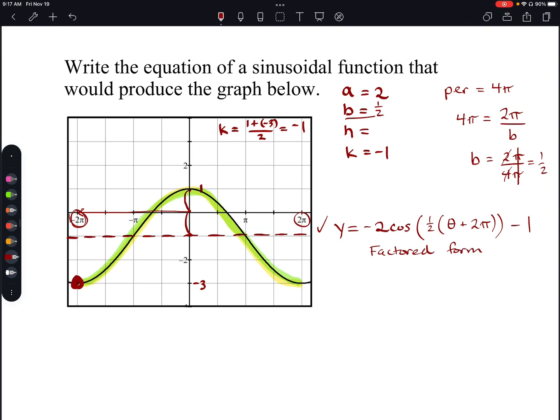Now, there is another form of this equation. If you don't want to have it in factored form, you might think about this. If I took it and I distributed my 1/2 through, I'd have 1/2 theta plus pi minus 1. But remember, that makes it harder to see your shifts from left to right because it looks like it's only at pi, but we've gone back to 2 pi. So these are both correct, but this is the one that I like. This is the one you probably should try to do first.